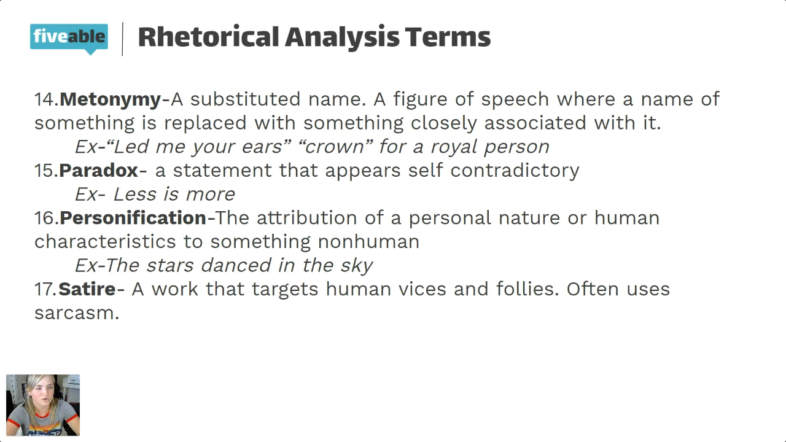Or if you refer to royalty as the crown, you're not actually talking about, like, I praise the crown. You're not giving your allegiance to a metal object. You're giving your allegiance to the person wearing it. But since they're closely associated, they just replace it. Then a paradox is a statement that is self-contradictory. Example, less is more. Logically it doesn't make sense, but in a more metaphorical sense, it works.